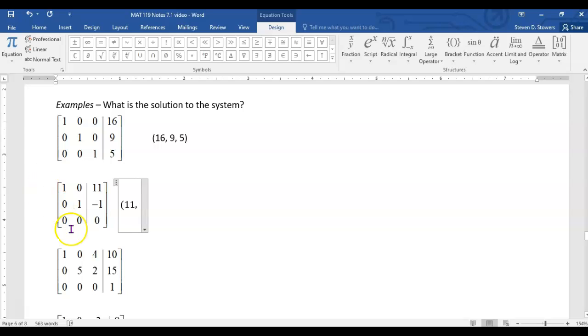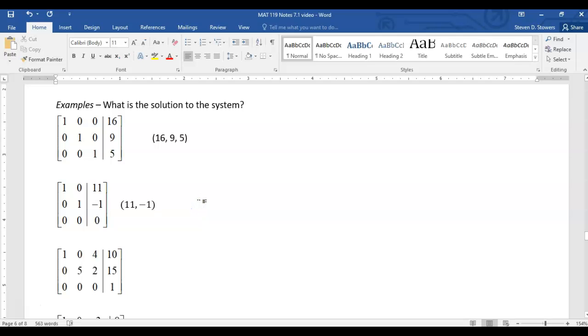And then the second row tells you that 0x plus 1y equals negative 1. So y has to equal negative 1. And there is no z. Those are the only 2 variables, remember? And then the bottom row is just all zeros, so you can ignore that. It's just telling you that 0 times x plus 0 times y equals 0. That's true for these two numbers. It would be true for anything else. So it's not giving you any real information.